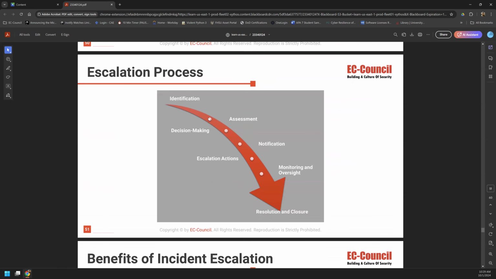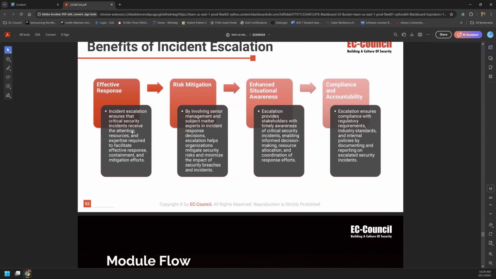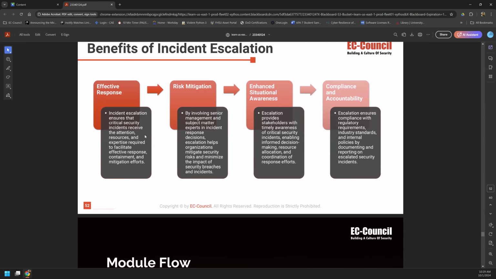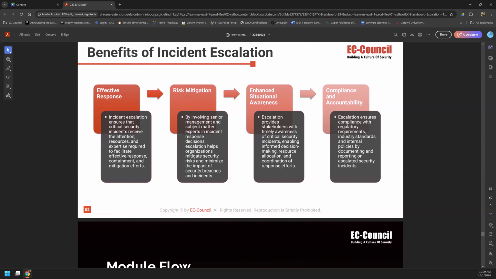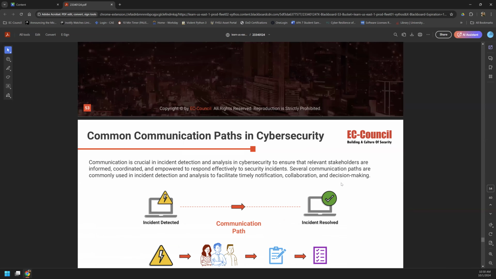So you identify it, you make your decisions as to what's going on with your assessments, your notifications, and kind of moving all the way up to your resolution. An effective response is going to be one that receives the attention that it needs and the expertise required to facilitate that. We try to mitigate our risk as we're going forward, basically containment on this side, and then getting out to your compliance as usual.